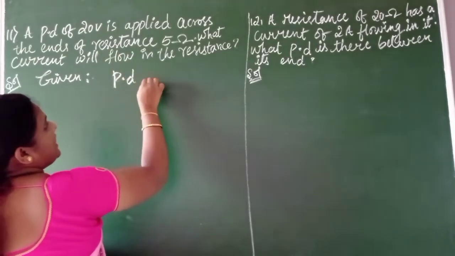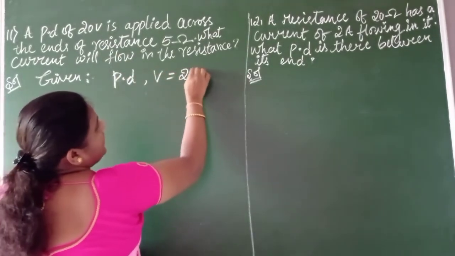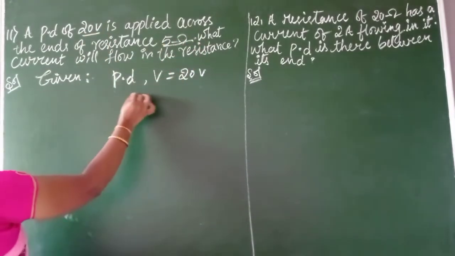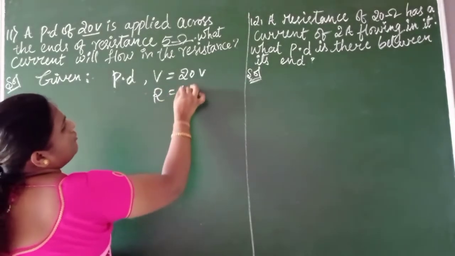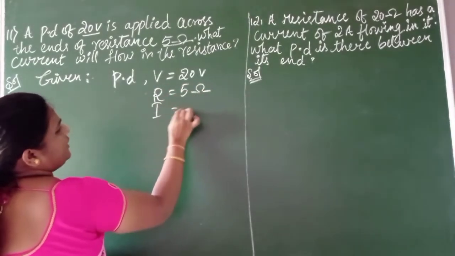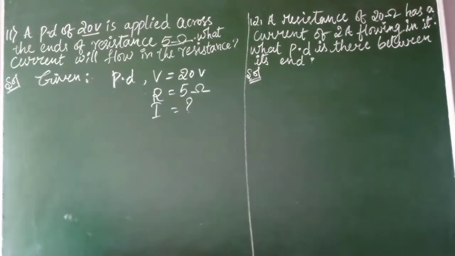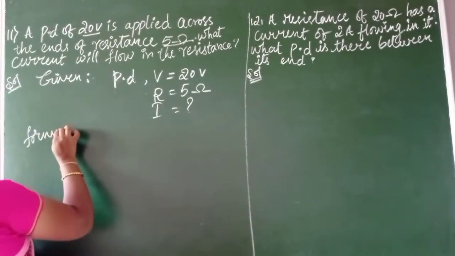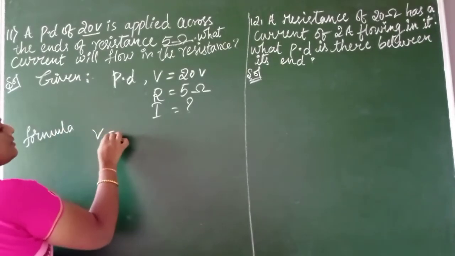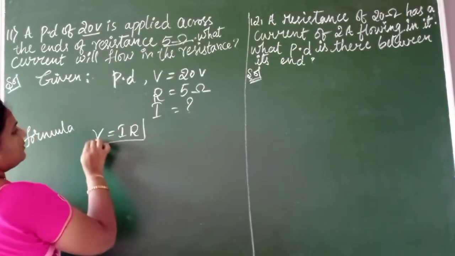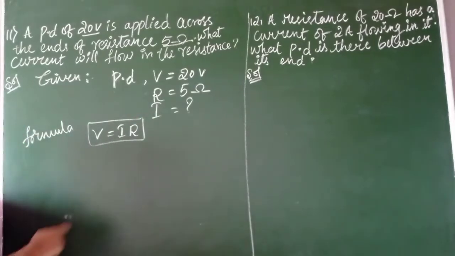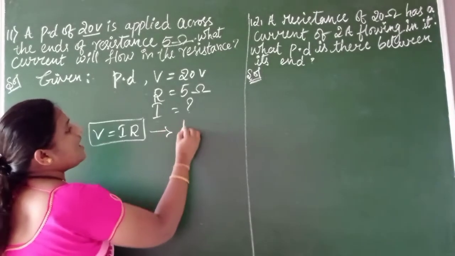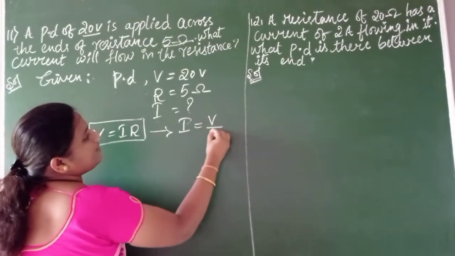In short, we can write V is equal to 20 volts, isn't it, children? Then resistance R is equal to 5 ohms. The current we need to calculate, so keep it as a question mark. Now, using the formula V is equal to I into R. This is the formula. Which variable do we want? I we want. So we can write this as I is equal to V by R.